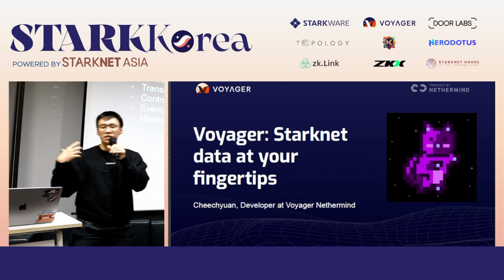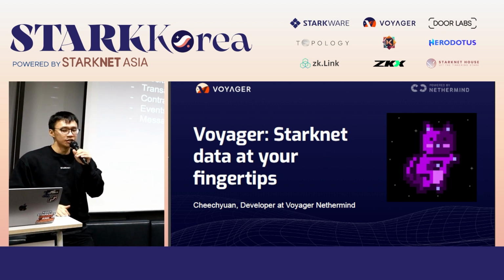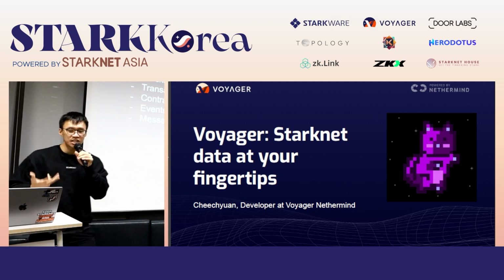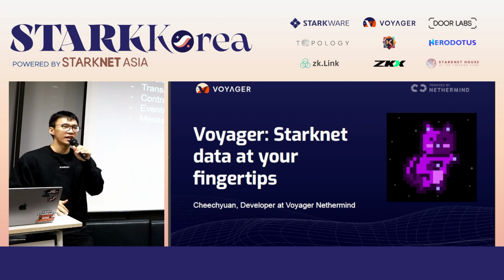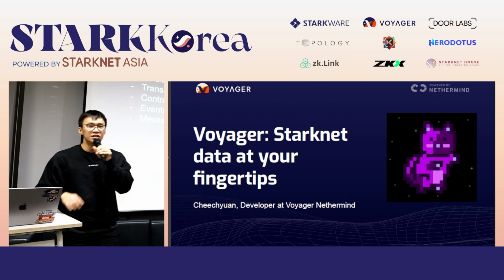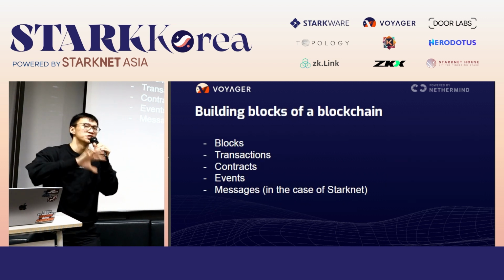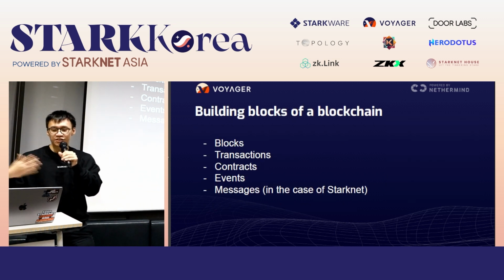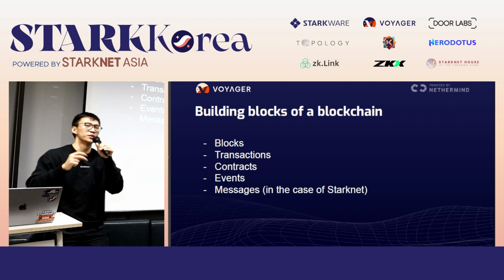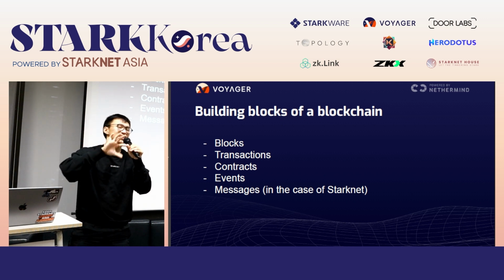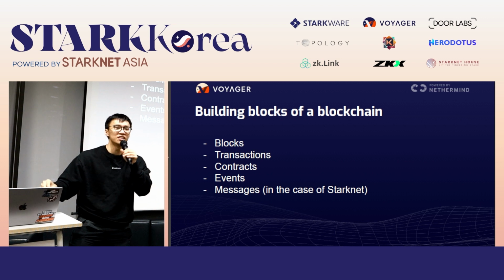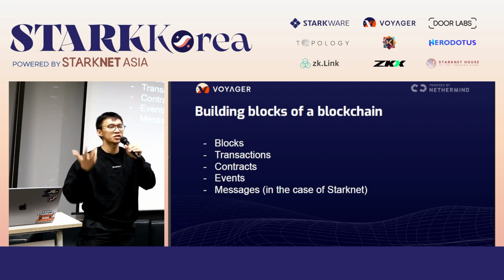These are the basic building blocks of a blockchain. We have blocks, transactions, contracts, events, and in the case of Starknet, messages. All these things come together to form and hold the information of what a blockchain looks like. It's very important for us to get to know them and understand what's inside, because these building parts contain the data and the structure that we're interested in.